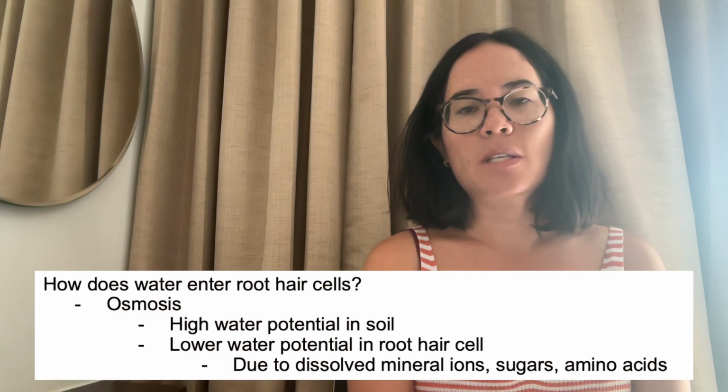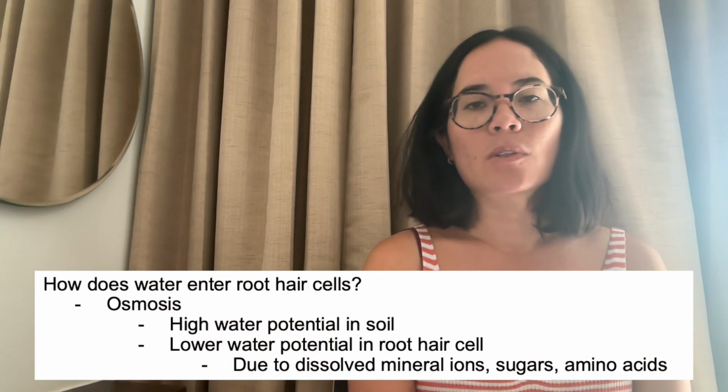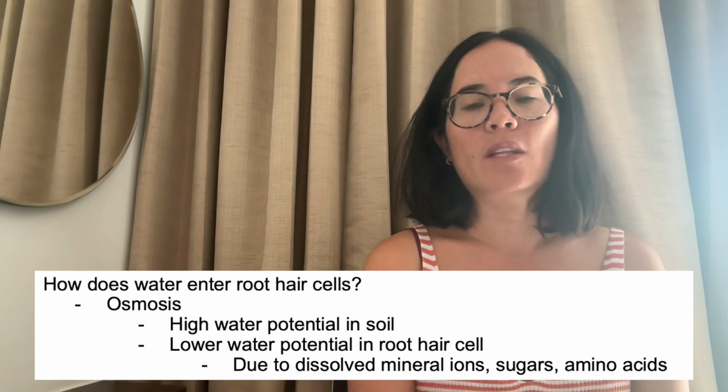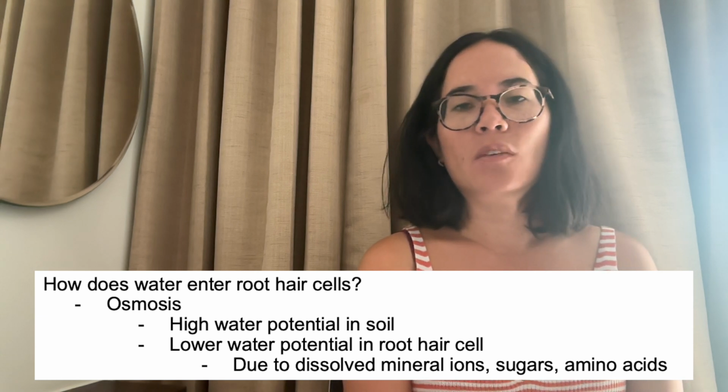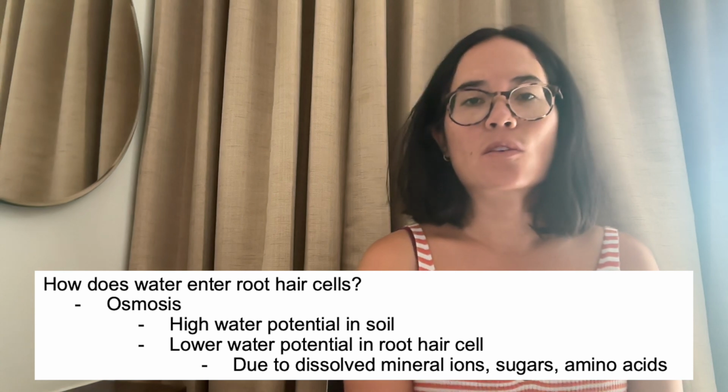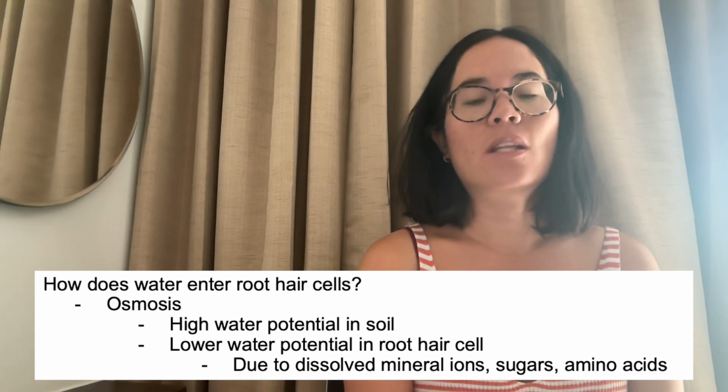Remember, water enters the root hair by osmosis from an area of high water potential, that will be in the soil, to an area of lower water potential found within the root. The lower water potential in the root is due to dissolved mineral ions, sugars and amino acids. So that's causing the lowering of the water potential in the root compared with the surrounding soil. Remember, this occurs across a partially permeable membrane.